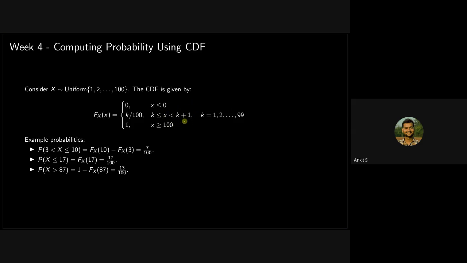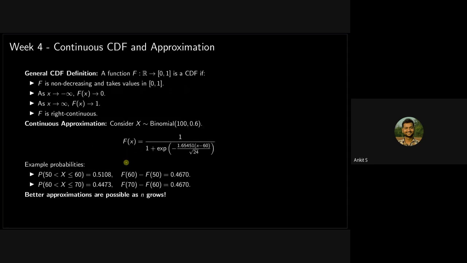So yeah, okay, computing probability using CDF. We have been given the CDF of a discrete random variable. Okay, we have to calculate the probability. How do you calculate it? It's very simple, right? If you want to calculate the probability that it will take a value between 3 and 10, you will subtract the CDFs at 10 and 3. If you want to calculate the CDF at 17, you will add all the probabilities up to 17 and so on. So this is very simple.